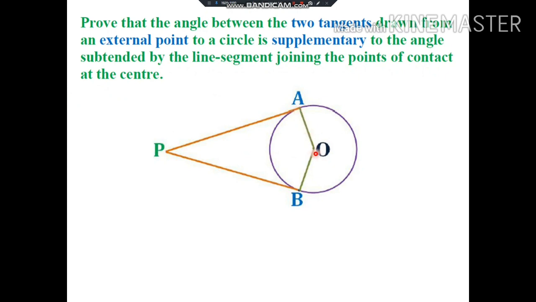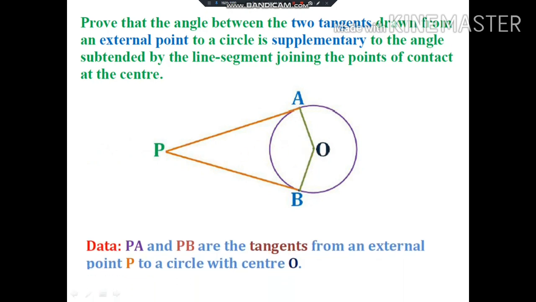Here the points of contact and the center are joined. So angle AOB is the angle subtended here. The sum of these two angles, angle O and angle P, is 180 degrees, which means supplementary. These two angles, angle AOB and angle APB, are supplementary angles. We have to prove this. I hope you can prove this.